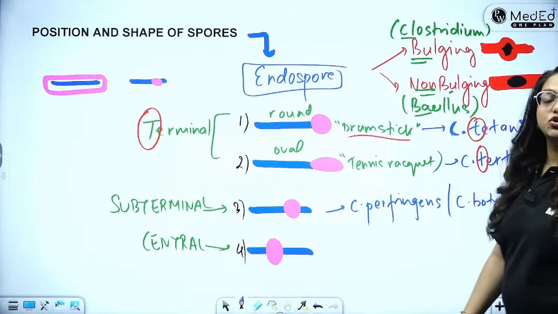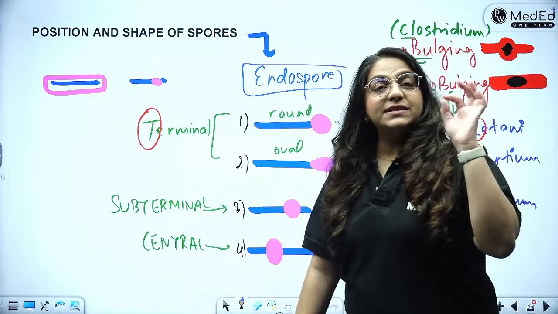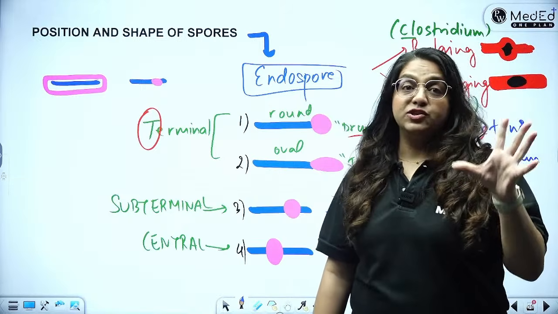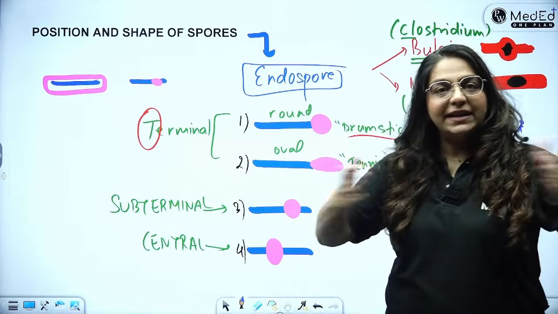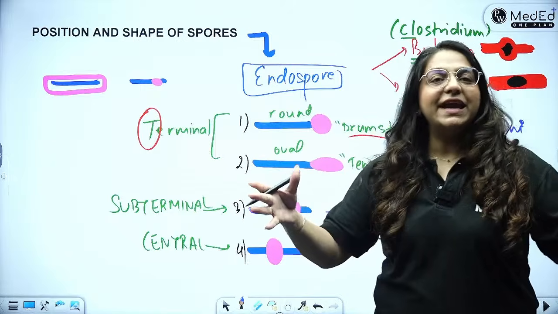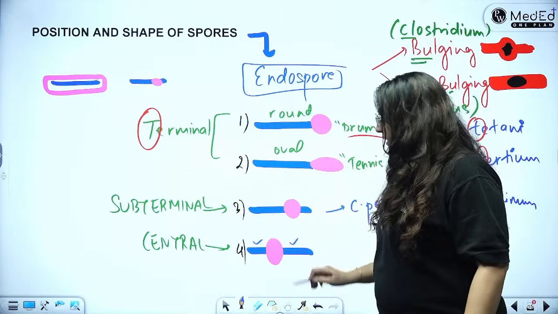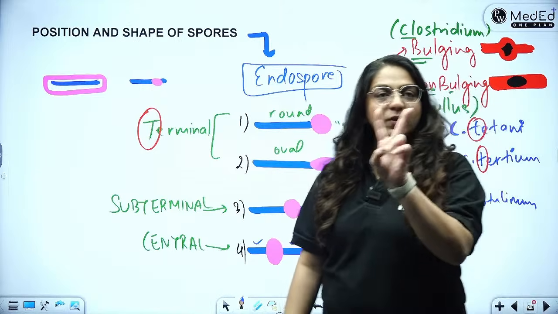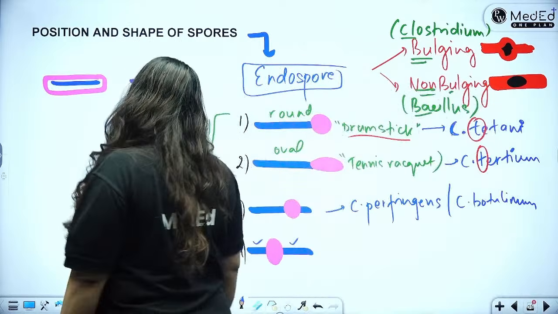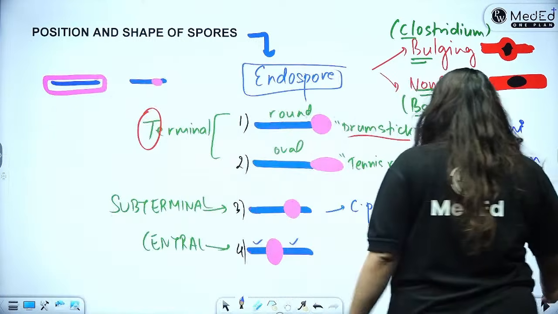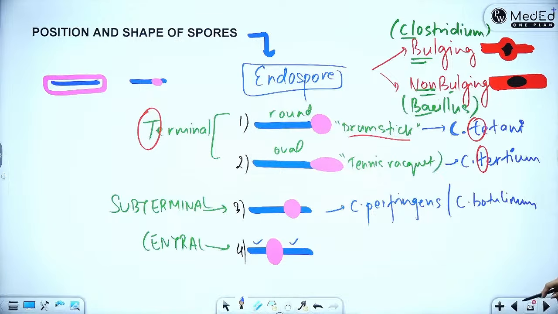Clostridioides difficile shows subterminal spores, whereas the central spore is shown by Clostridium bifermentans. The middle spore is bifurcating the bacteria into two equal halves. That is why, but it is not very medically important. Just to write an example, you can write that as well. So these are the examples of position and shape of the spore.